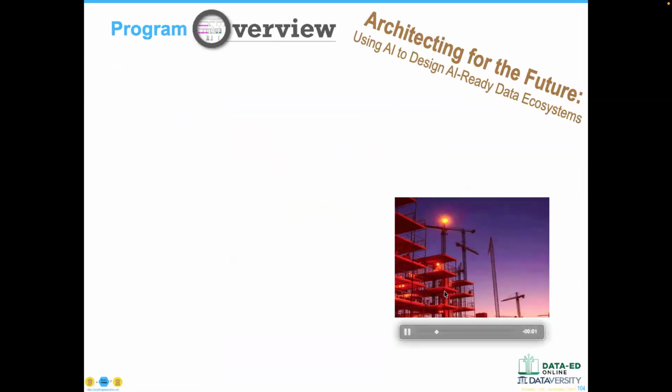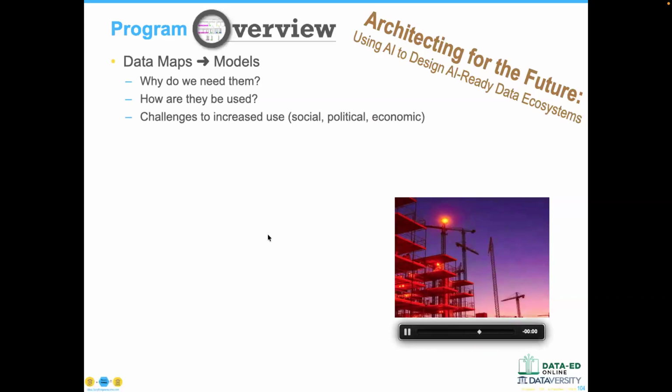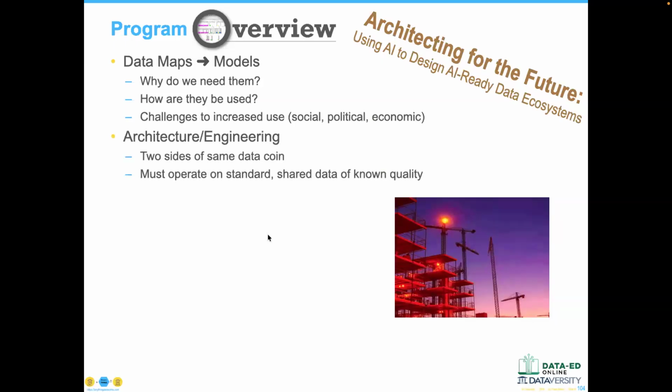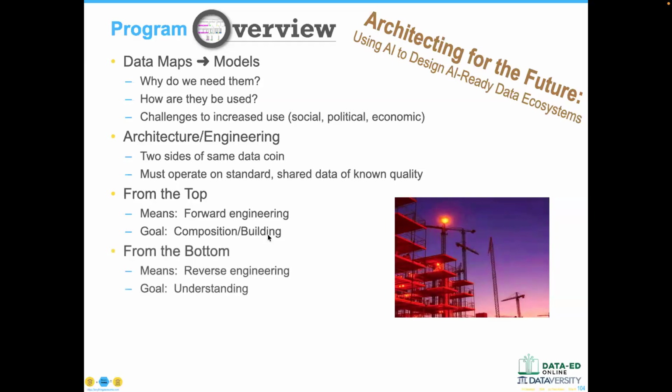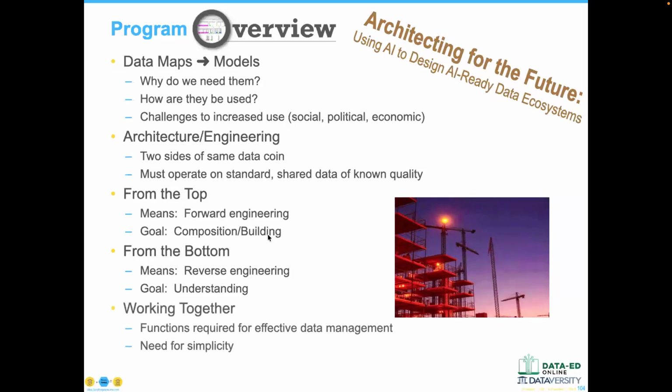So we spent really the last 50 minutes here looking at data models. Why do we need them? How can they be used? And there are some challenges to get them increasingly used because people never really understood what they were doing, but the AI does. Engineering and architecture then are the same side of the data coin. They must operate on standard shared data of known quality in order to do this. And from the top, we're looking at forward engineering with our goal of building, but we can just as easily and probably more often should go from the bottom up, reverse engineering our existing systems with the goal of understanding them so that we can allow them to work together in a re-engineering context.